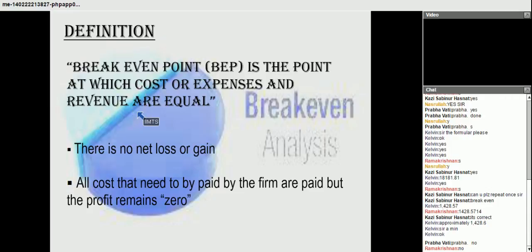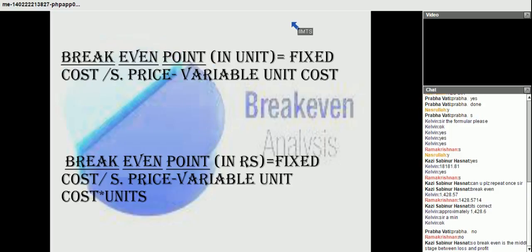Right. So break-even point is the point at which cost or expenses and revenues are equal. There is no net loss or gain. All costs that need to be paid by the firm are paid, but the profit remains zero. Fixed cost per unit, variable cost per unit, I already discussed these formulas. So break even is the middle stage between the loss and the profit. Yes, Kazi, absolutely correct.